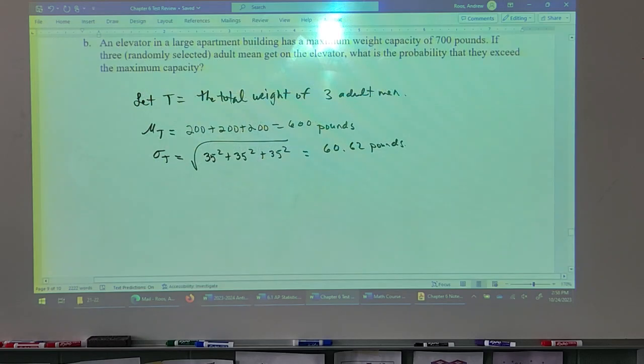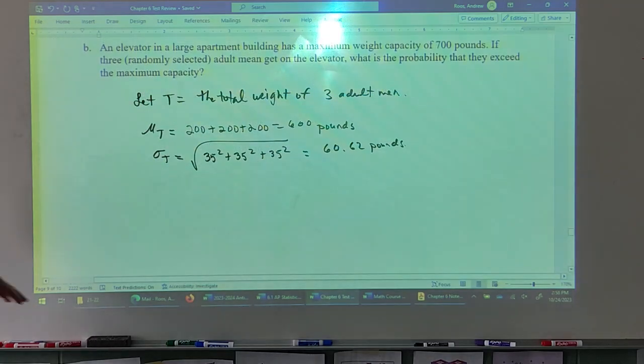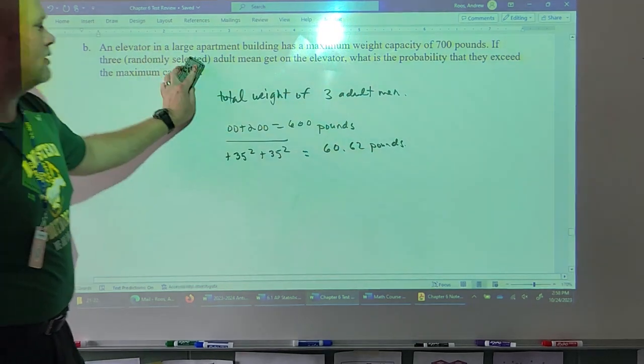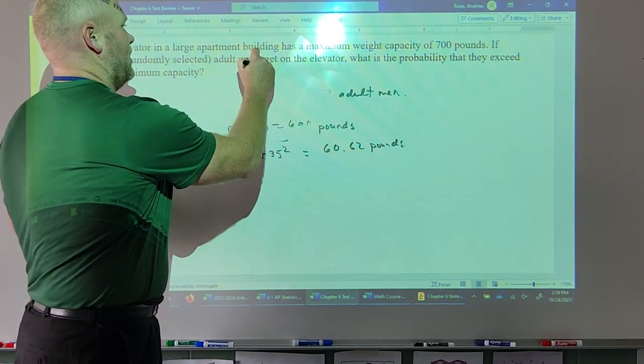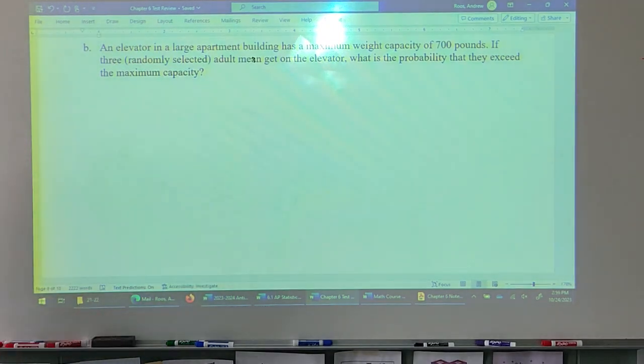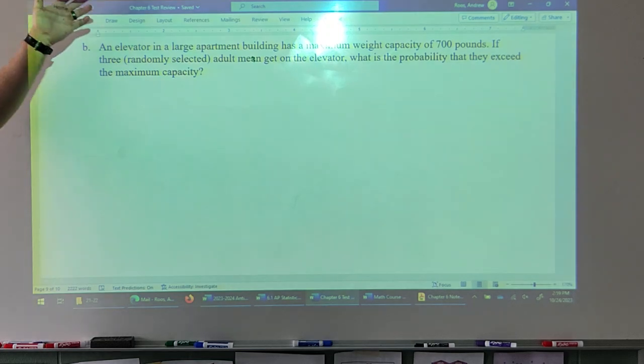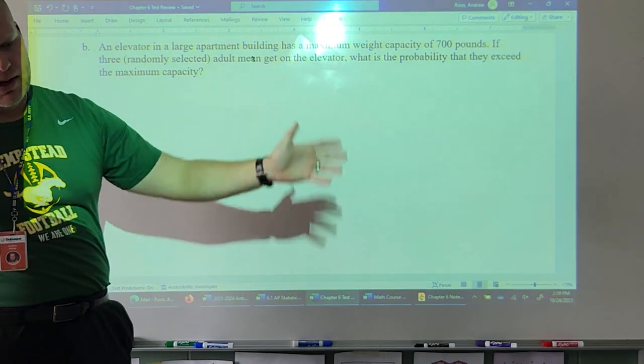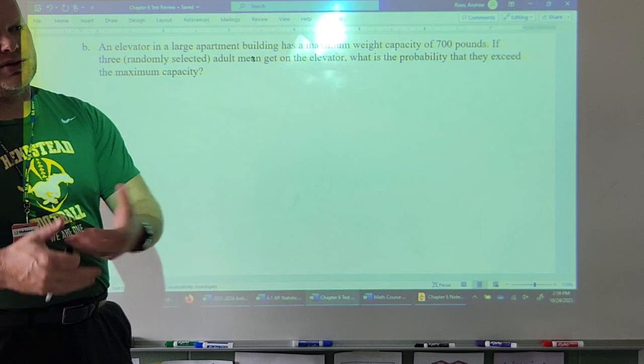An elevator in a large apartment building has a maximum weight capacity of 700 pounds. If 3 randomly selected adult men get on the elevator, what is the probability that they exceed the maximum capacity? Okay, so again, it said in the question up above that it's normal, and if you're combining normal variables, then the result is going to be normal.